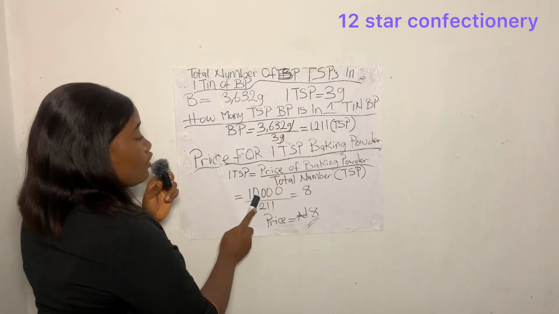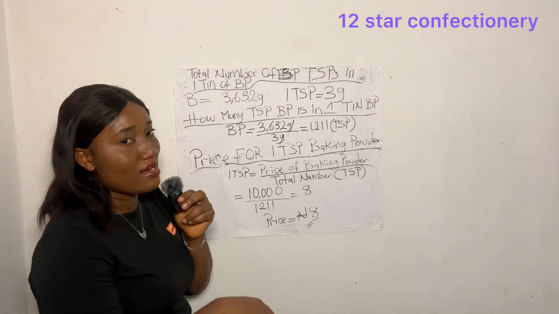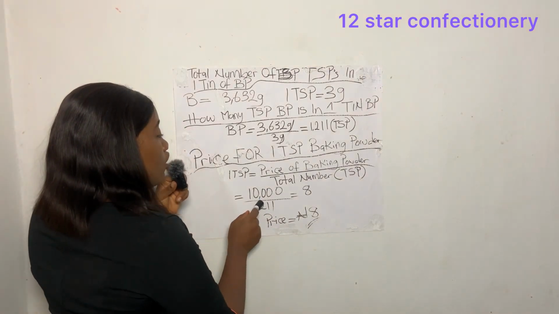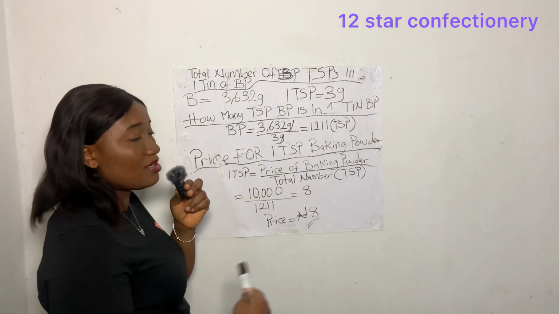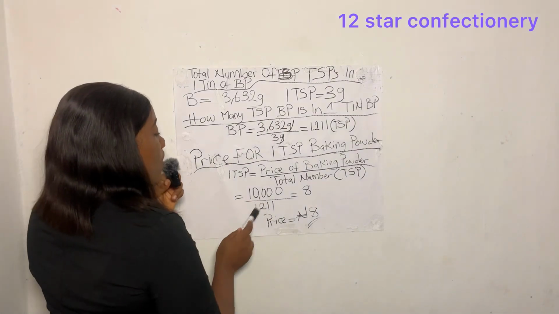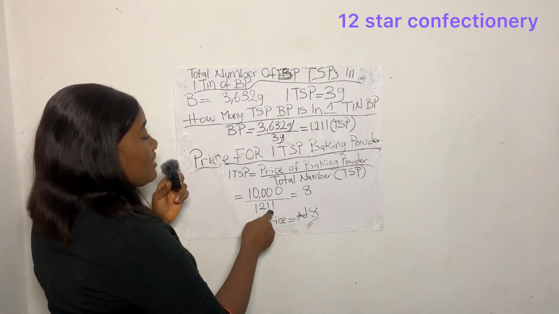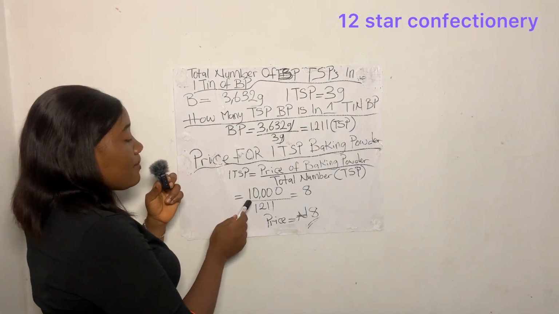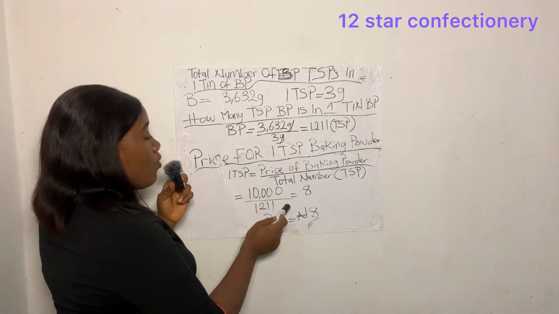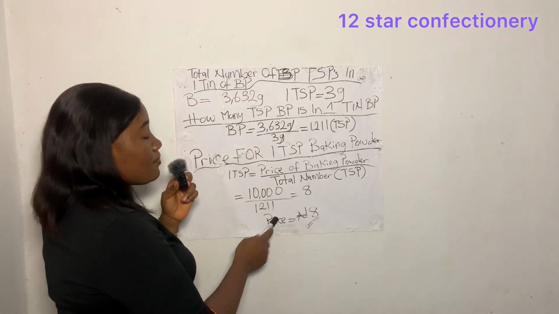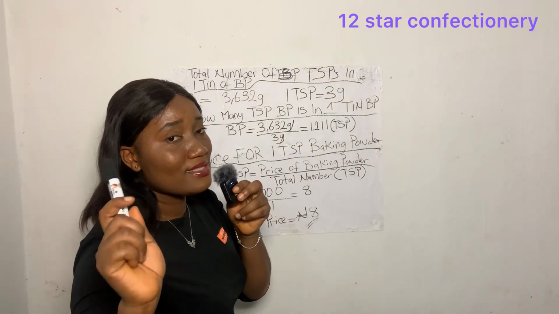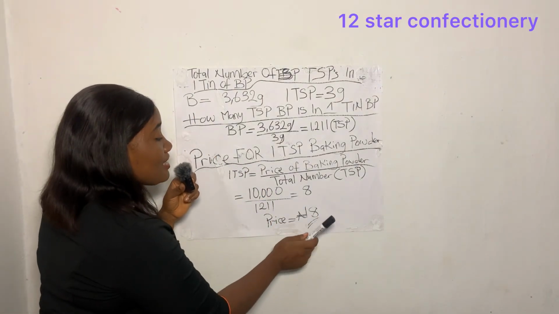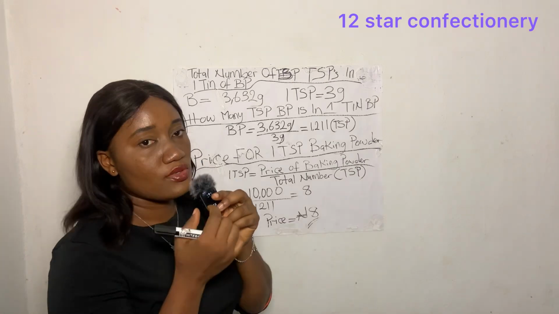So the price of our baking powder is 10,000 naira, for example, and the total number of teaspoons of baking powder is 1211 teaspoons. So divide 10,000 by 1211, it will give you 8. So the price of 1 teaspoon of baking powder is 8 naira. So that is how to calculate it.